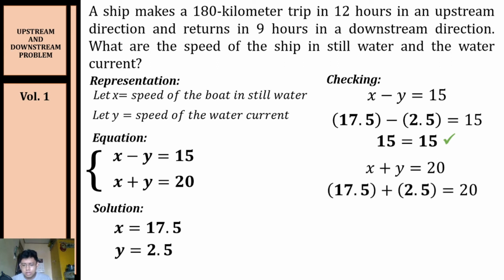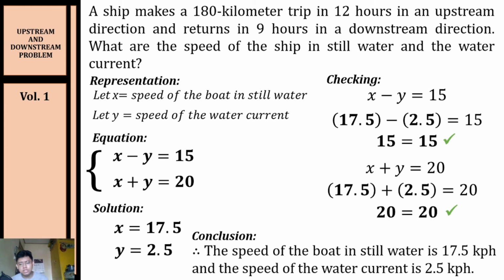Let's substitute our values of x and y. 17.5 plus 2.5, is it equal to 20? Yes, it is equal to 20, therefore it satisfies our second equation. Since it satisfies our first and second equation, we can conclude that the speed of the ship is 17.5 kilometers per hour and the speed of the water current is 2.5 kilometers per hour.